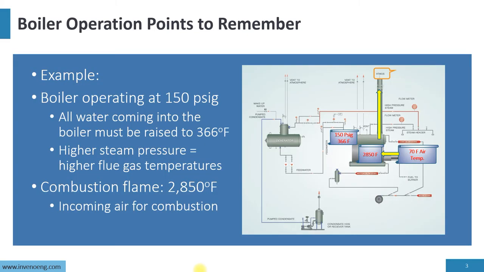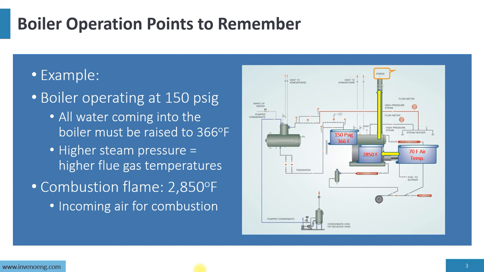Example, a boiler operating at 150 psi. All water coming into the boiler must be raised to 366 degrees Fahrenheit, or phase change temperature. Higher steam pressure will equal higher flue gas temperatures. So if I'm operating at 150 psi, 366 degrees, the flue gas temperatures are going to be 466 degrees or higher. Typically we say 100 degrees more than the saturation pressure temperature correlation.